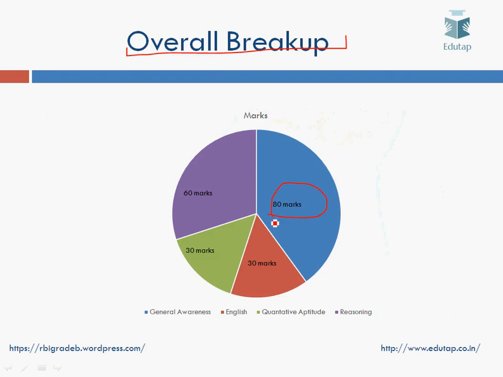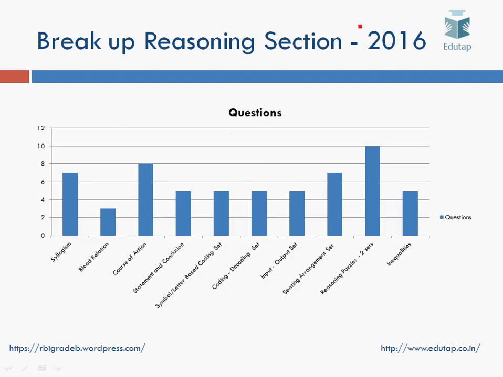So this is the overall breakup for phase 1. 80 marks is devoted to general awareness, 80 questions, 80 marks. 60 questions, 60 marks for reasoning. This is the part that we are dealing with in this video. 30 marks for quant, 30 questions, again 30 questions, 30 marks for English. We have already covered English and quant in the previous two videos, and now we are dealing with the reasoning part. If we talk about the examination that was held in 2016, these were the various topics from which questions were asked.